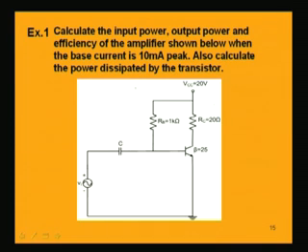When the base current is 10 milliampere peak, because of the supply Vi, an AC base current will be flowing, and that has a peak value of 10 milliampere. This peak is 10 milliampere. This is the small ib, and also calculate the power dissipated by the transistor. So, in order to solve this, let us do the analysis. Draw this circuit again.